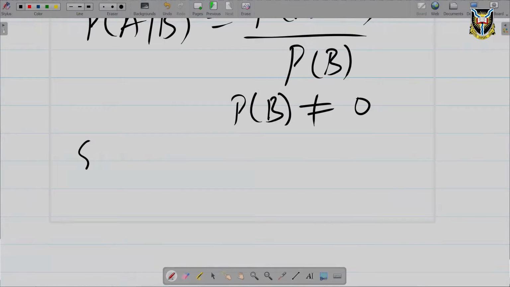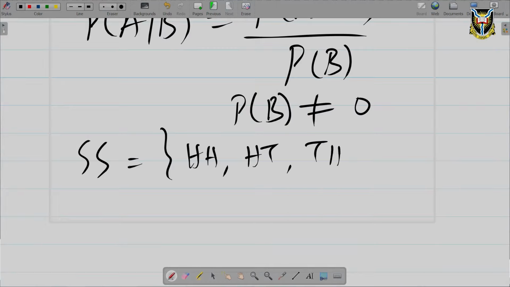Going forward, let's take an example. In an experiment of tossing two coins, we want to compute the probability of 2 heads, given a head on the first coin. Now, the first thing we need to define here is our sample space. The sample space here for 2 tosses of a coin is head-head, head-tail, tail-head, and tail-tail.